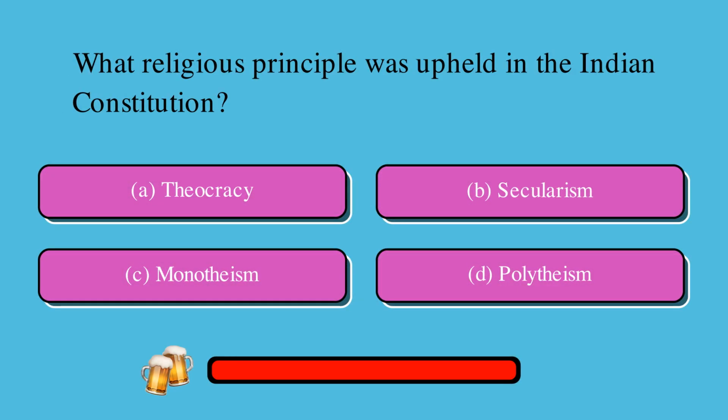What religious principle was upheld in the Indian Constitution? Is it A, theocracy, B, secularism, C, monotheism, or D, polytheism? The correct answer is B, secularism.